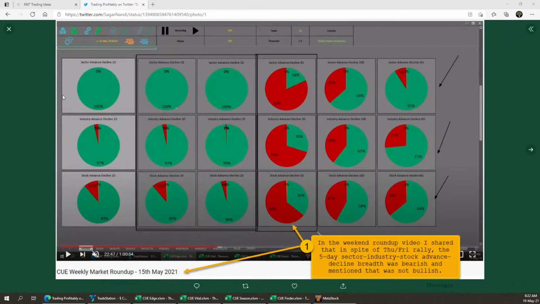At that time, I showed that though the Thursday, Friday rallied, the 5-day period was still bearish. That is what I showed in the weekend market roundup 15th May, and I mentioned that that is not looking good. In spite of big rally day on Thursday, Friday, those were not enough to turn the weekly period bearish. And after that, what happened?